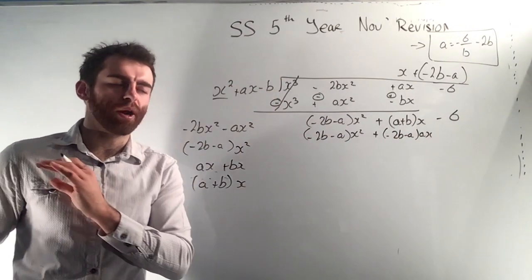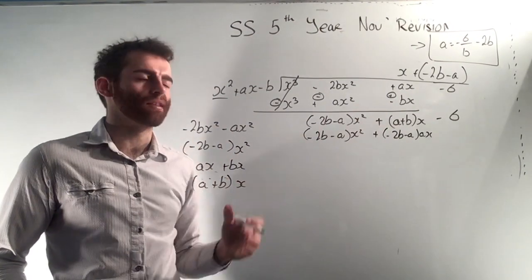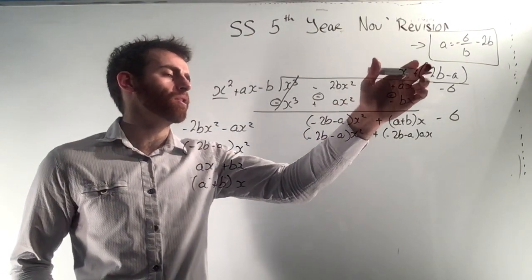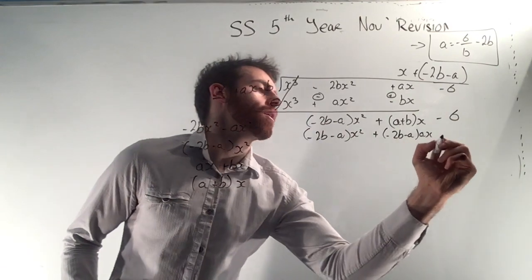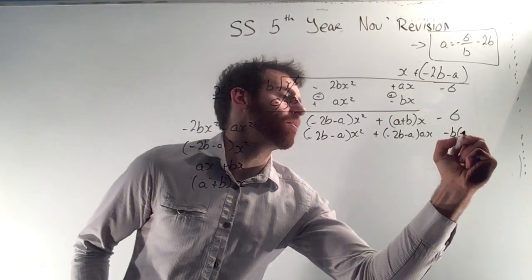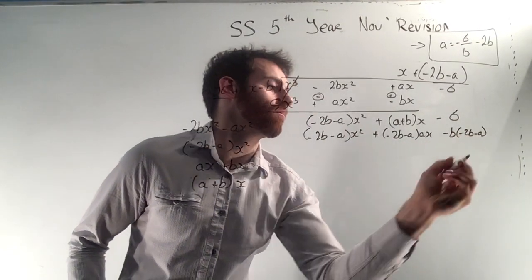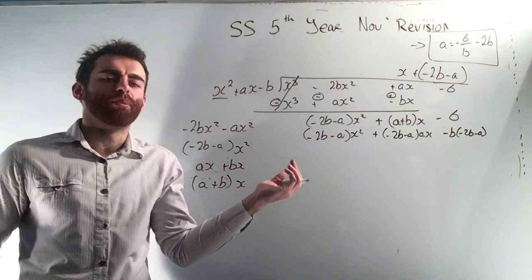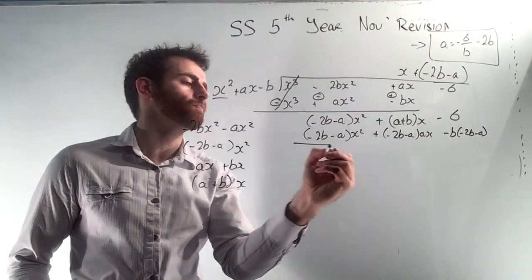So notice how I'm not bothering to multiply at all there. I literally just list them out. Multiply minus 2b minus a by minus b, and you're going to get minus b times minus 2b minus a. So again, I'm just listing it out. I didn't bother to multiply anything.